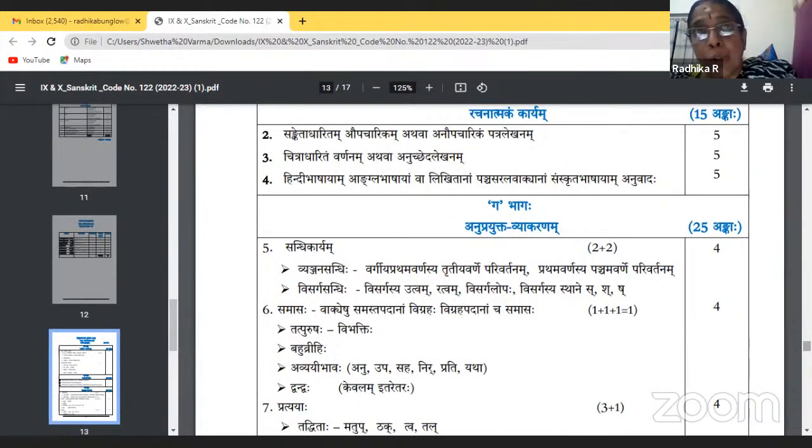For Sandhi, more or less textual sentences will come. There are no options given in the Sandhi question. So we should train them to read the lessons thoroughly, so they can write the Sandhi and Sandhi Cheda easily. Textual sentences only will come there. After Vyanjana Sandhi, all the grammar portions are contained in Anuprayukta Vyakaranam. 4 marks for that.